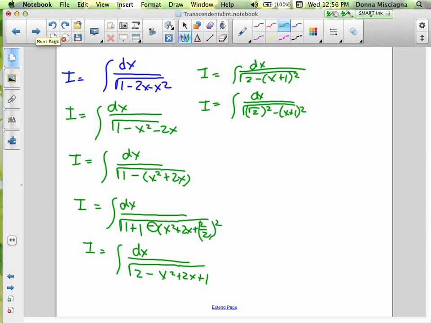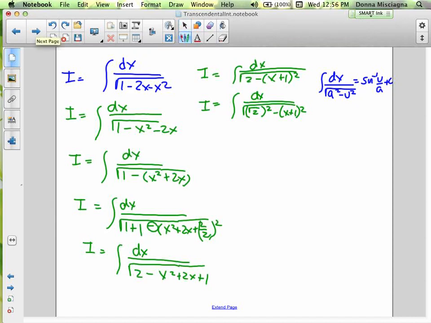All right, so hopefully you recognize which one this is. If we have the integral dx over the square root of a squared minus u squared, this is going to be arc sine, right? So arc sine, and then it would be u over a plus c. All right, so now let's just identify everything. So let's do a u substitution. So u is x plus 1.